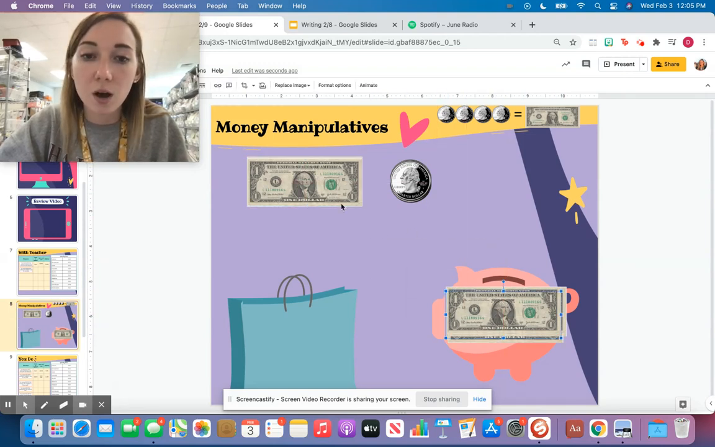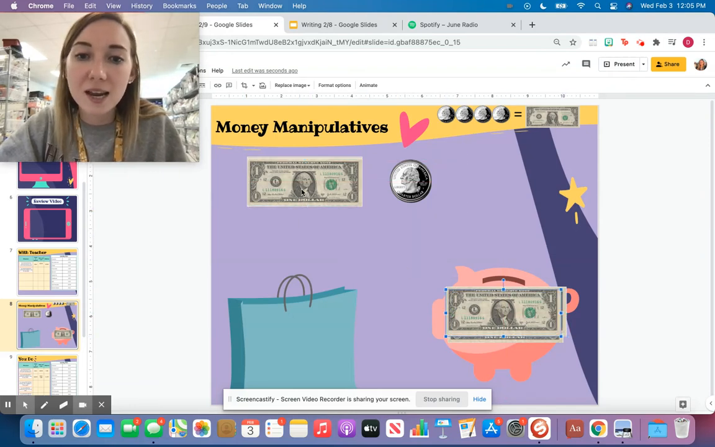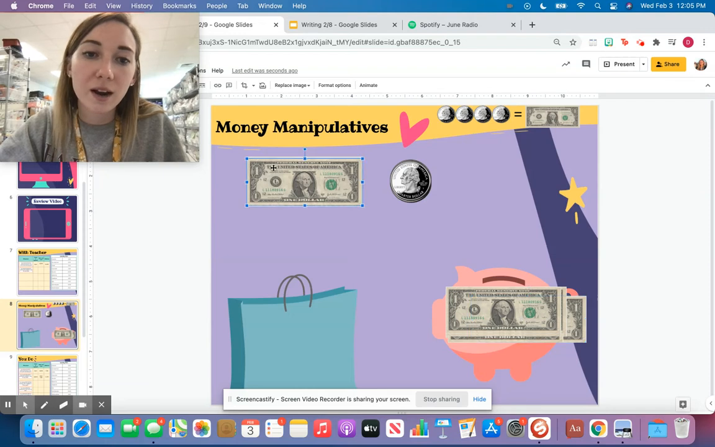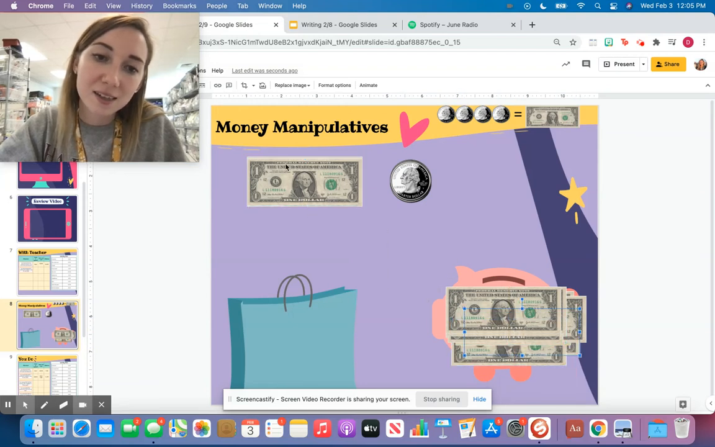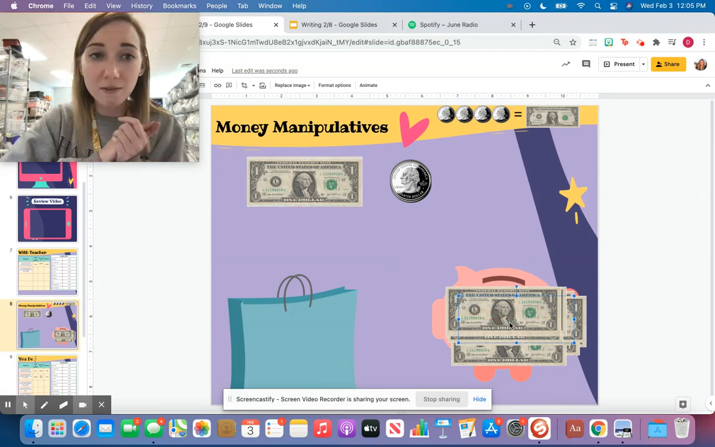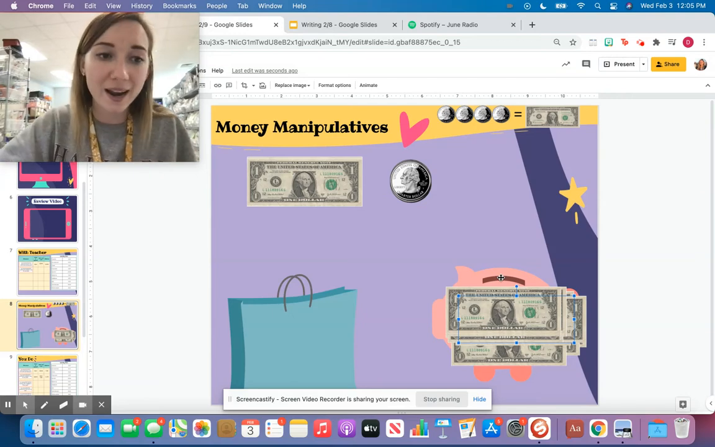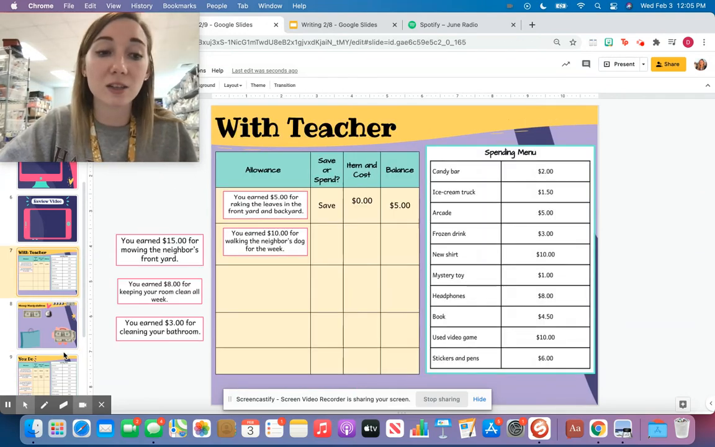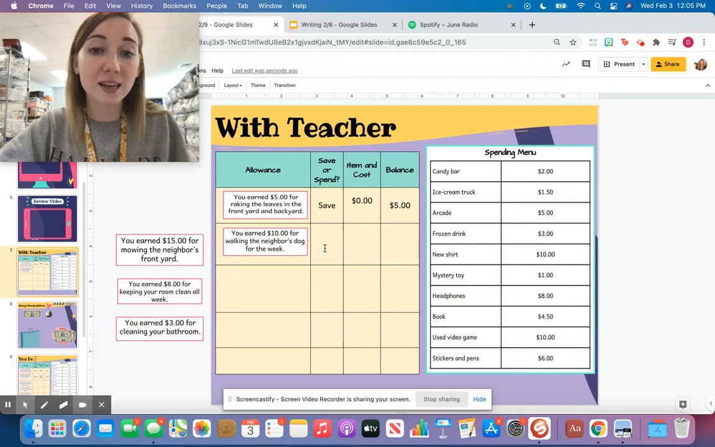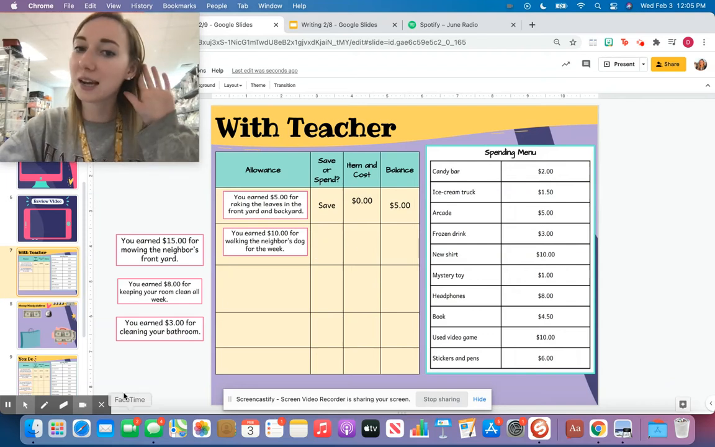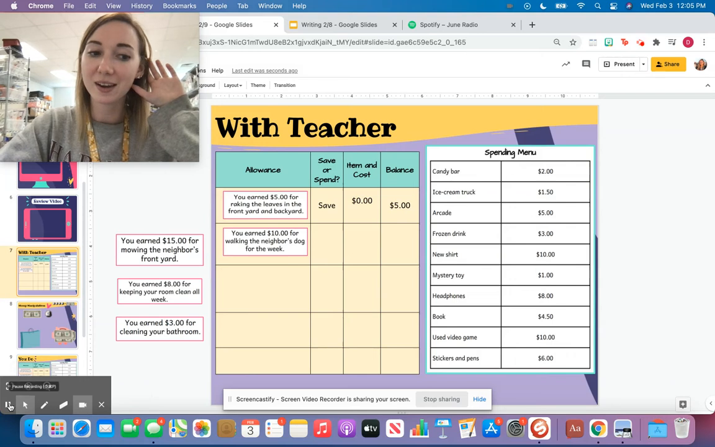So I have 1, count with me, 2, 3, 4, 5, 6, 7, 8, 9, and 10. So there was already 5, and now there's 10 total, right? No, there's 10 more, right? So now I need to decide, it's all in my piggy bank. Am I going to leave it there and save it, or am I going to spend it? Shout out what you guys think I should do, if I should spend it or save it.